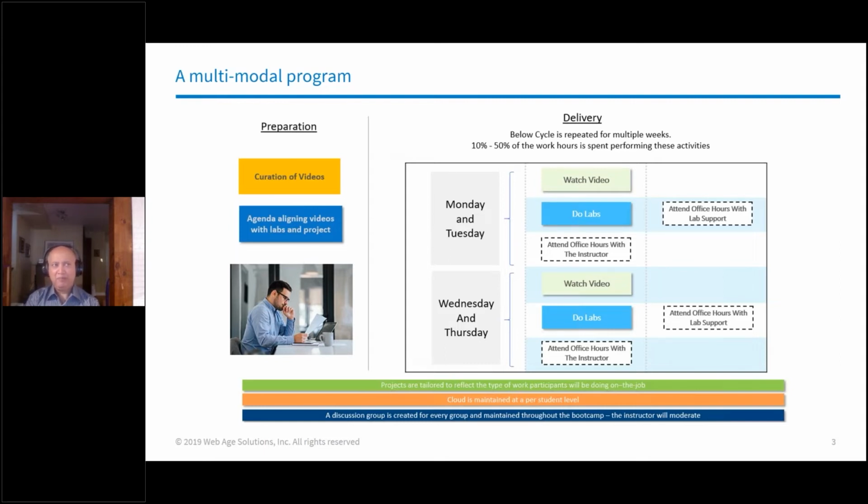So they had a point where everybody synced, everybody was following through at a similar pace, at least at the same checkpoints. At the beginning of the program, we curate videos, and then we create an agenda that aligns the videos with labs and projects. This is a piece we do up front, and the videos at that point go to the LMS. As the students go through the videos, we can track that they have actually completed the portions that they are supposed to complete.